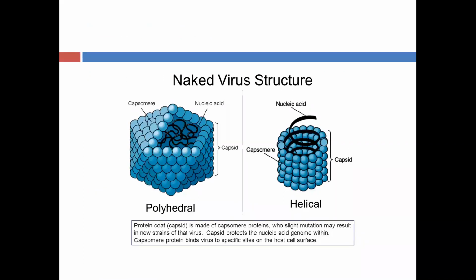So this is showing you some images of viral structure. Here we see a polyhedral structure versus a helical structure, right? Where the protein coat is made up of proteins. Slight mutations can actually create new strains of the virus. The capsid assists in protecting the genome that is present within. Capsomer proteins can also play important roles because they assist in allowing the virus to bind to specific sites on the host cell. So it allows the virus to attach and infect host cells to allow multiplication to take place.